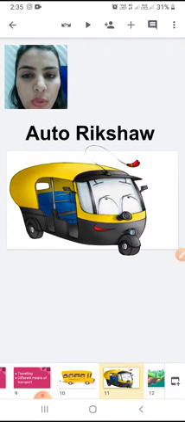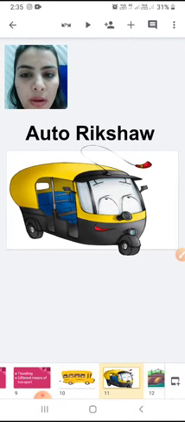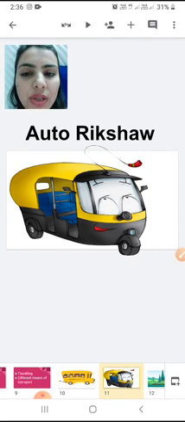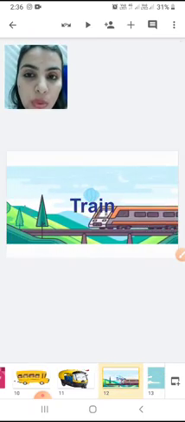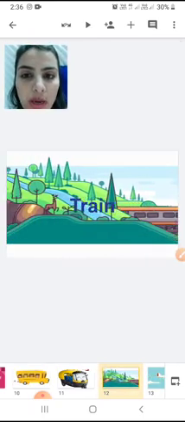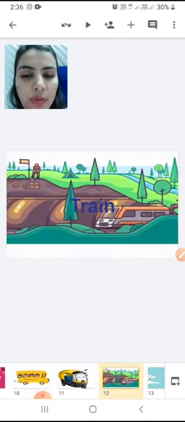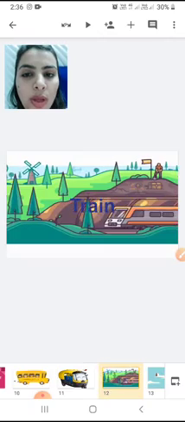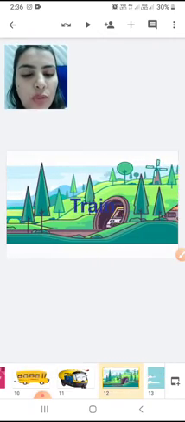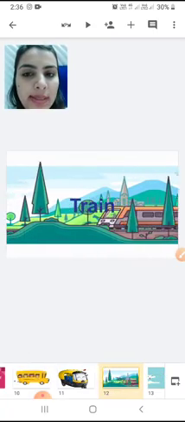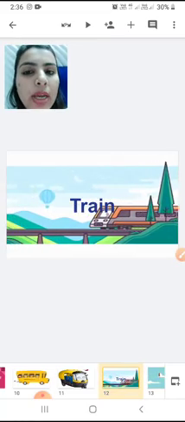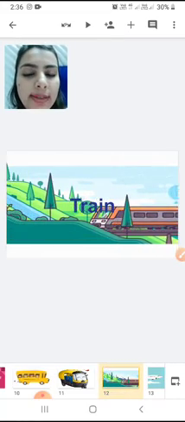Similarly, next is the auto rickshaw. Whenever we want to go somewhere and we do not have any other vehicle, we go by auto rickshaw. So the auto rickshaw is also a means of traveling. Next is the train. Whenever we want to go to a far place, we use trains. Sometimes we also send goods through trains. Have you ever heard of the Malgadi? This train is used for sending goods.